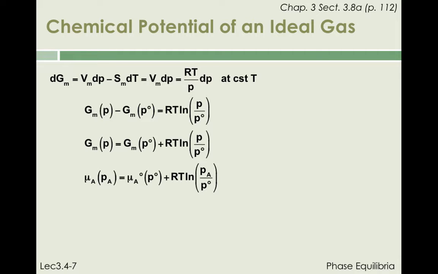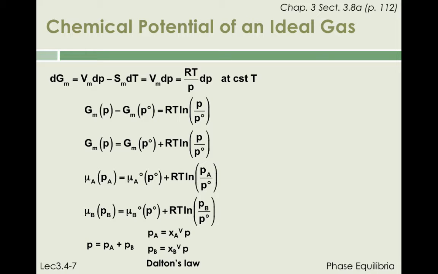We apply this equation to the solvent A and the solute B in the vapor phase and obtain mu of A in the vapor phase at T and the partial pressure P_A equal to mu standard of A in the vapor phase at T and P standard plus RT times the natural logarithm of P_A over P standard. Similarly for B, we get mu of B in the vapor phase at T and the partial pressure P_B is equal to mu standard of B in the vapor phase at T and P standard plus RT times the natural logarithm of P_B over P standard.